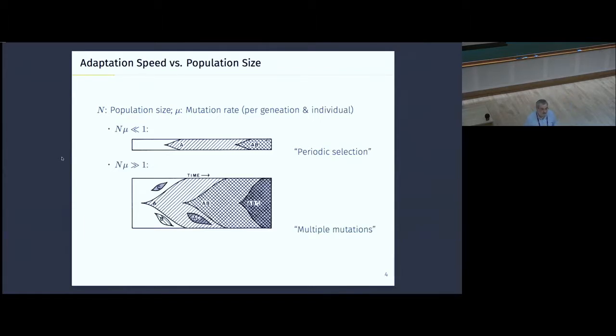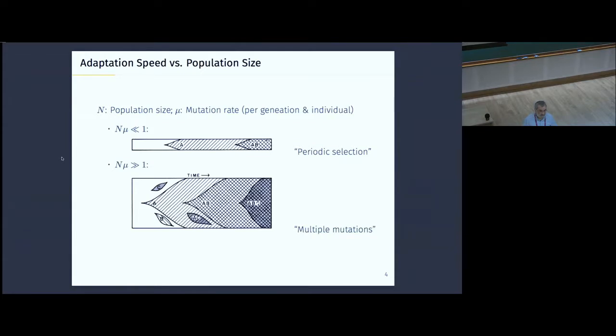Yes, please. Mu is the mutation rate, that is the probability that an advantageous mutation arises per individual and per generation. N is the population size. So N times mu is a parameter which essentially tells you the expected number of advantageous mutations which arise at each generation.